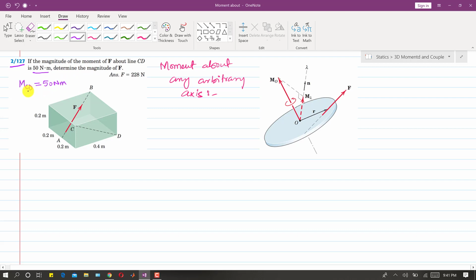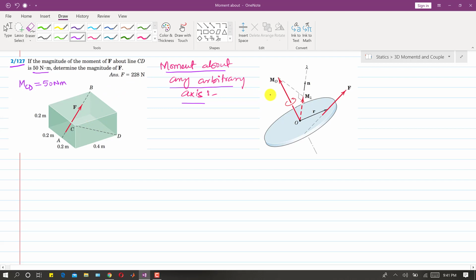To solve this problem, first we are required to learn one new concept, and that concept is the moment about any arbitrary axis. In this problem, CD is an arbitrary axis, and we are given the magnitude of the moment about that CD line. So this is an arbitrary axis.